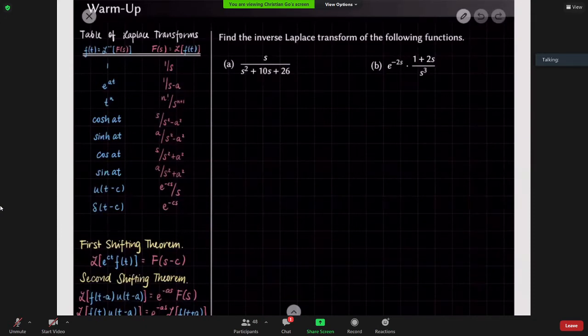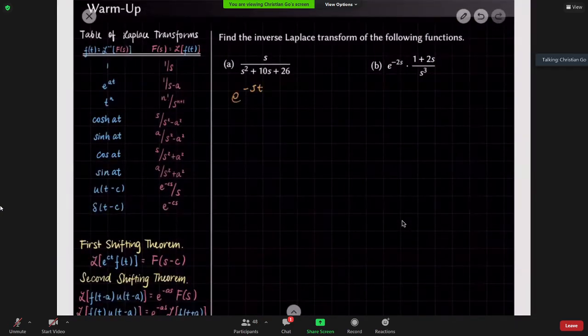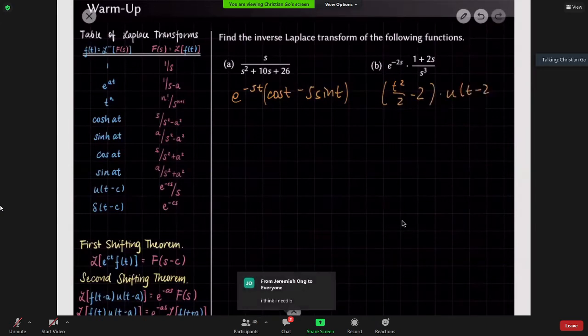Hello? Yes, no. Should I just give you the answer? Okay, I'll just give the answer to check. For A, the final answer is e to the minus 5t times cosine t minus 5 sine t. For B, it's going to be t squared over 2 minus 2, activated at time 2, u(t minus 2).